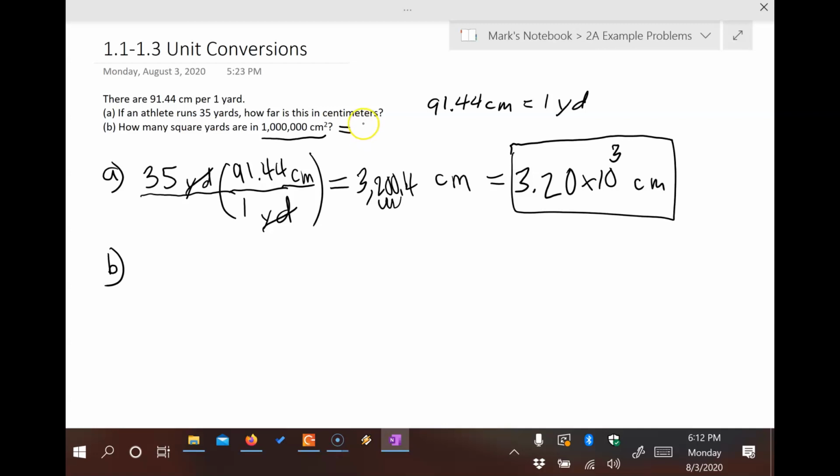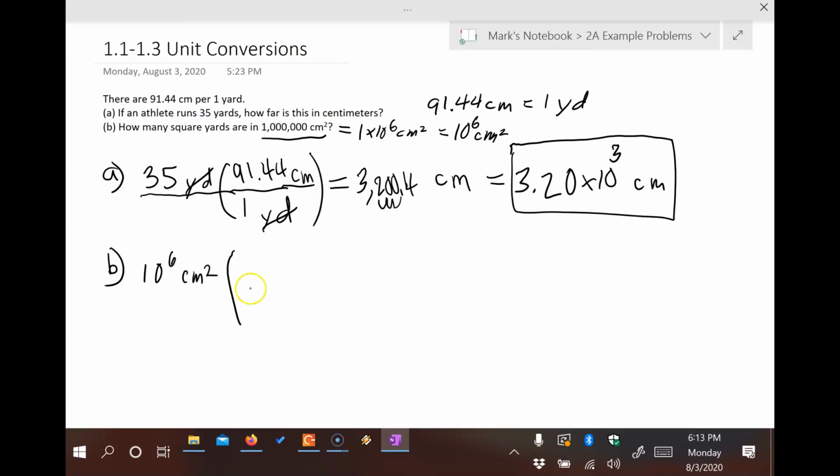I can write this as 1 times 10 to the 6th centimeters squared, or simply, since 1 times anything is still the same thing, this is really just 10 to the 6th centimeters squared. I'm going to go ahead and write that down here. So I've got 10 to the 6th centimeters squared, 1 million centimeters squared. I want to convert that into yards squared.